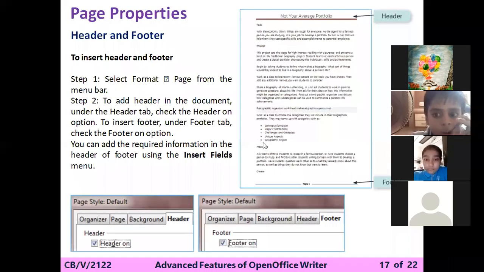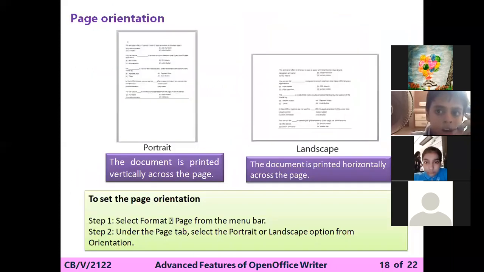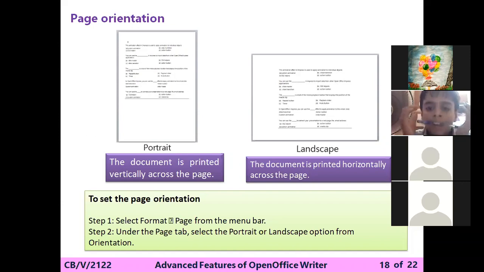Next topic, second property of page, that is page orientation. Means whenever you print your document, जब आप पूरा document बना रहे हो, तो वो print होके किस तरह से दिखेगा? There are two types of page orientation. Please mute yourself. First is portrait and second is landscape. Whenever the page is printed in vertical form, that is called portrait orientation. And whenever the page is printed in horizontal form, it is called landscape.